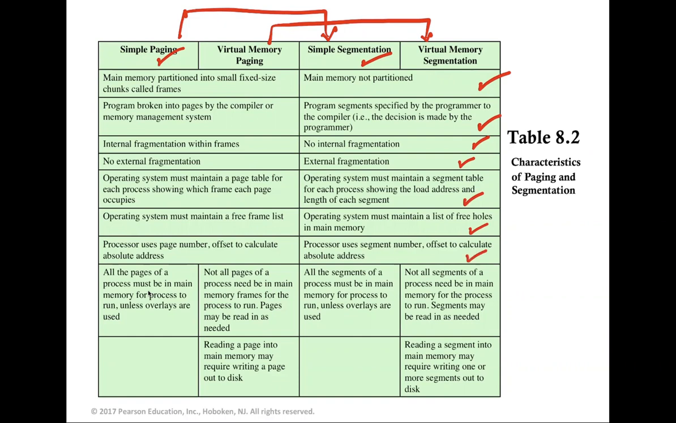The only difference between simple segmentation and virtual memory segmentation is that in simple segmentation, all the segments of a process must be in main memory for the process to run, unless overlays are used. On the other hand, in virtual memory segmentation, not all segments of a process need to be in the main memory for the process to run. Segments may be read in as needed. In addition, reading a segment into main memory may require writing one or more segments out to the secondary memory or to the disk.